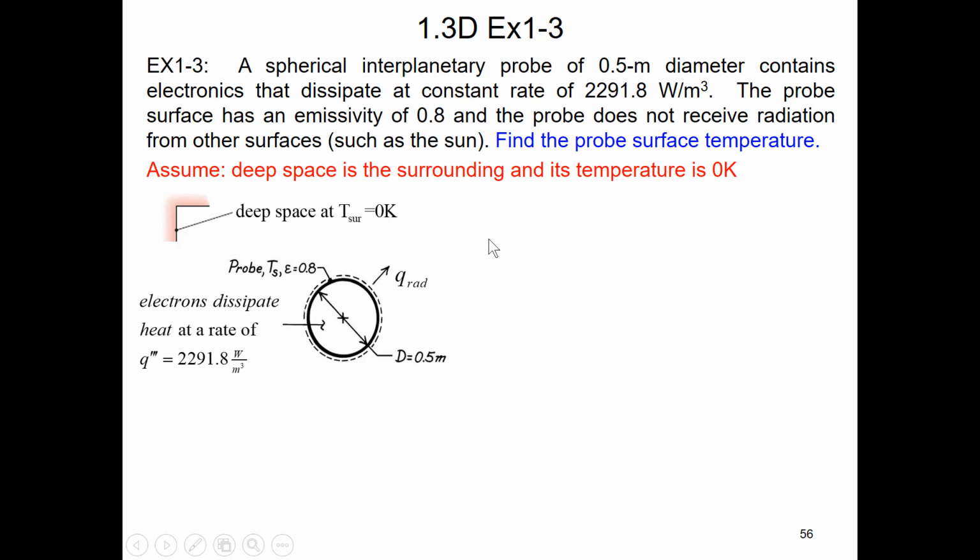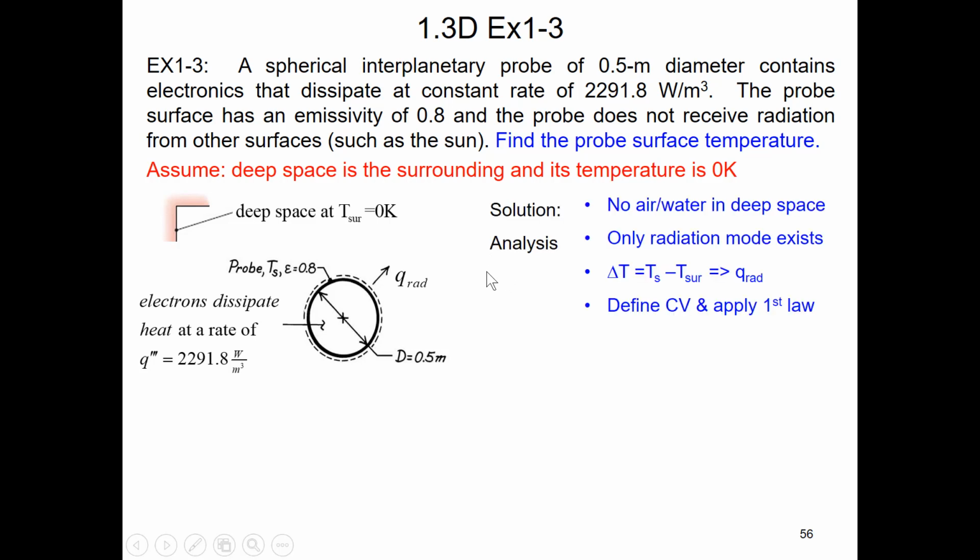Where do we start? Let's do the analysis. In deep space, there's no air, there's no water. Therefore, only the radiation heat transfer mode can exist. Next, there's a temperature difference between the probe surface and the deep space surface. Therefore, there's a radiation heat flow leaving the probe.